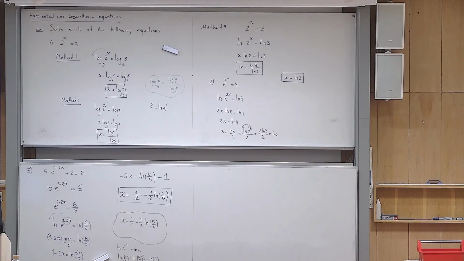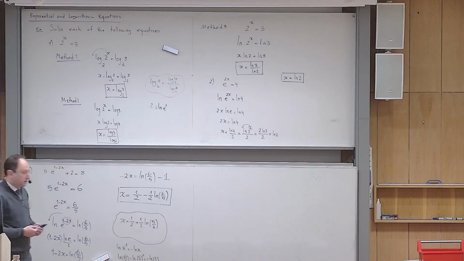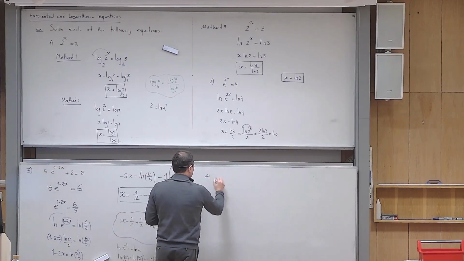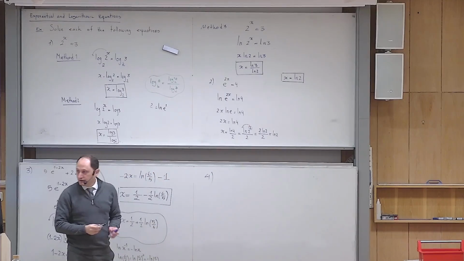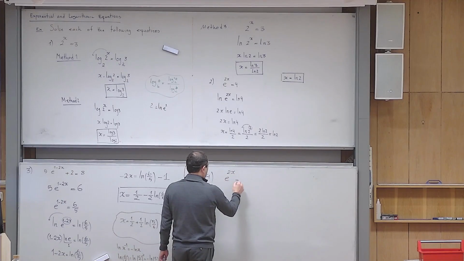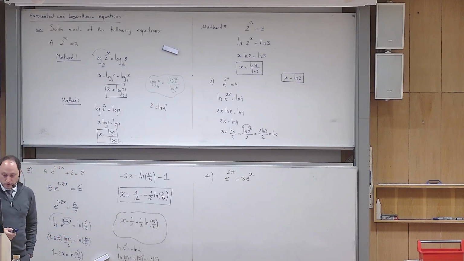Okay, so let us make the question a little bit harder. Not harder, but this is also a good example. So number 4, the question is e to the power 2x is 3e to the power x. So we want to solve this equation. What do you think? What do you say?